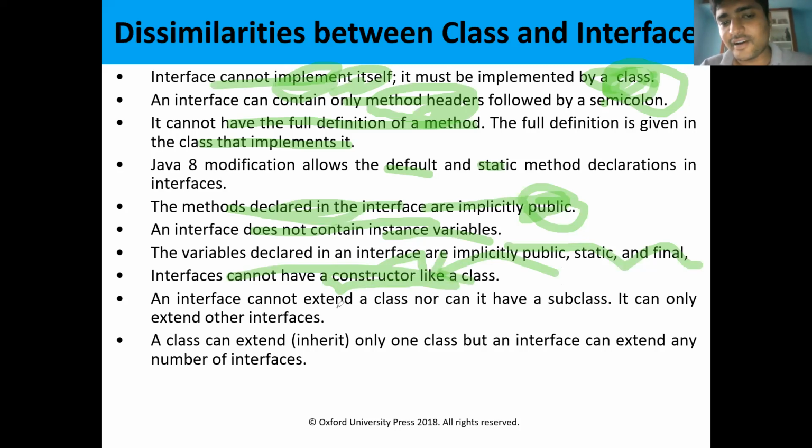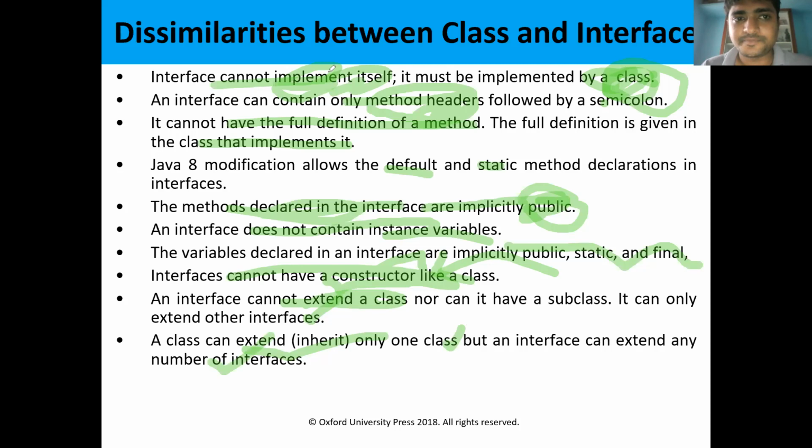An interface cannot extend a class. A class can extend an interface, but an interface cannot extend a class. That means inheritance can be done. A class can inherit the interfaces, but interfaces cannot inherit the class. A class can extend only one class, but an interface can extend any number of interfaces. That is multiple inheritance.